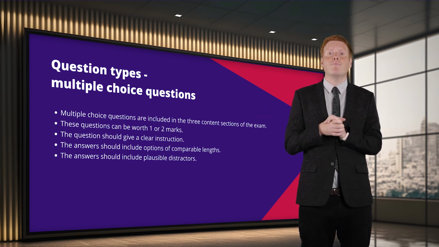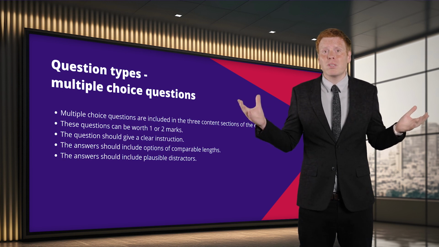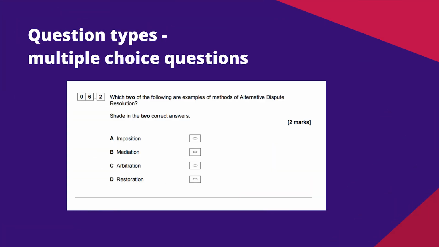Thirdly, include plausible distractors. A plausible distractor is one that would attract students who didn't have the knowledge the question's assessing. If the alternative answers are not plausible, then the multiple choice question won't fulfil the criteria to differentiate between students who have studied and understood the content within the specification and those who haven't understood the content or studied.